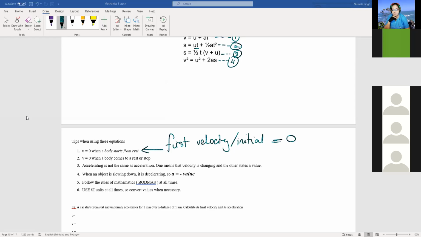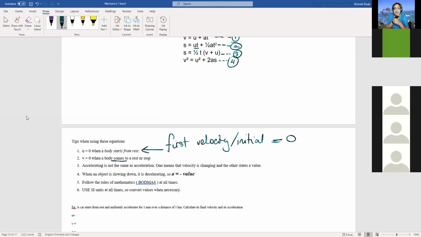The next one we have here, v is equal to 0 when a body comes to a rest or a stop. When it comes to a rest or stop, that means it was traveling and then it comes to a stop. Okay, so comes to a stop or rest means that it has stopped moving, it has decelerated, and is now stationary. So your final velocity is 0.